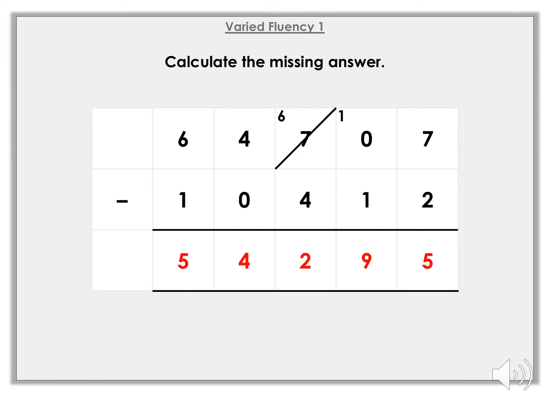My answer is 54,295. And have a look at your answer and see if it sounds right. Would 64,707 take away about 10,000 be 54,000? Yes, it would, because that will save you from making the mistake of adding instead of subtracting. Okay, let's have a look at another example.